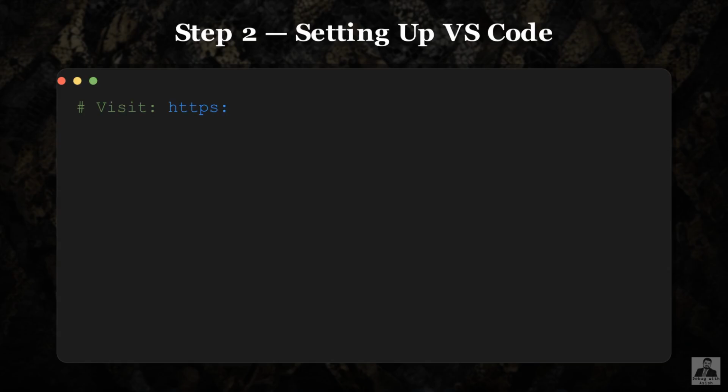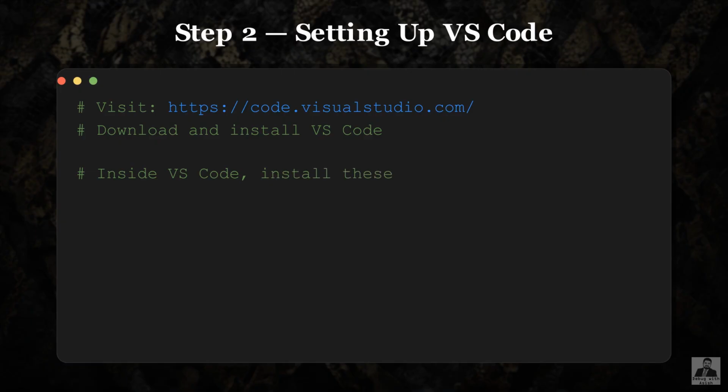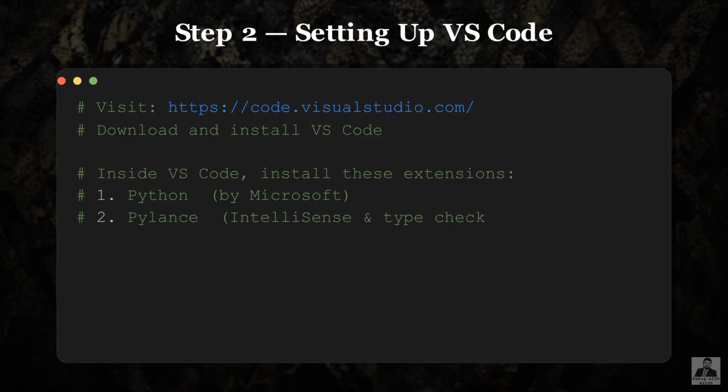For your code editor, we will use Visual Studio Code. It is free, lightweight, and has excellent Python support. After installing it, open the Extensions panel on the left sidebar. Search for and install two extensions. The first is Python by Microsoft. The second is Pylint. These give you syntax highlighting, autocomplete, and real-time error detection. Once done, create a new file and save it with a .py extension. That is how Python recognizes a file as a Python script.